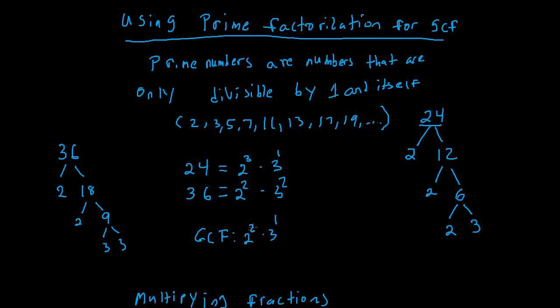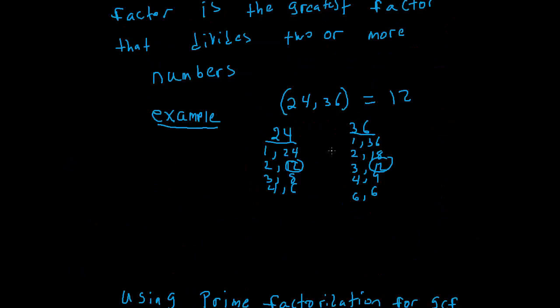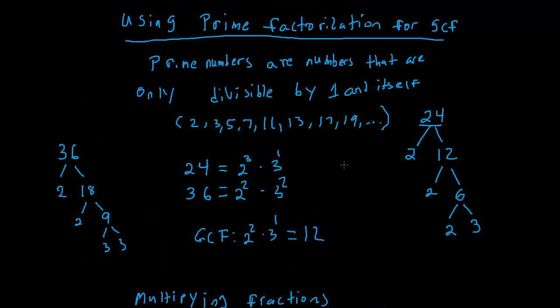What is 2 squared times 3? Well, that's 4 times 3, which is 12. And if you look up here, the GCF actually was 12. So this is actually a very useful technique for finding GCF for large numbers. So if I do something like this later on, you'll understand why I'm doing it if the numbers are too big.